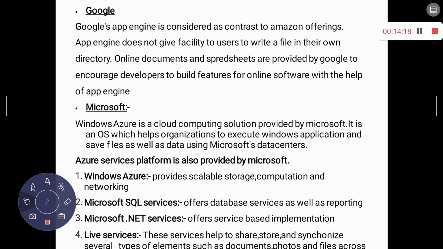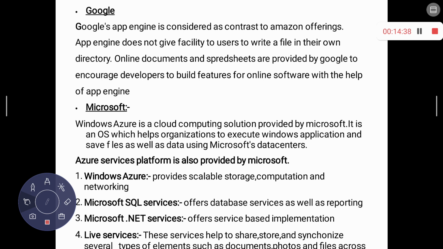In Salesforce, already it is given. Okay, everything is given already, space and all. But in Amazon we have to create or use that. Okay, then Microsoft Windows Azure. Then which other service is Microsoft going to provide?